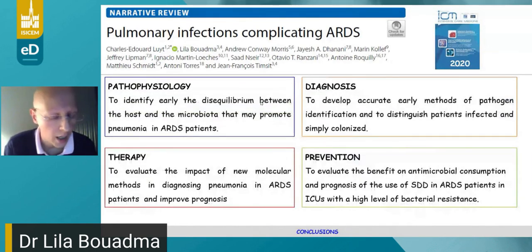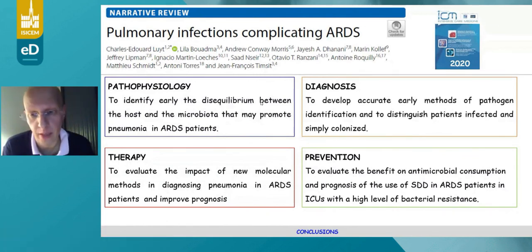To conclude, I invite you to read this recent review by Charles-Édouard Luyt to complete your knowledge on the subject. Potential for improvements are numerous in all fields: to identify early the imbalance between the host and the microbiota, to develop accurate early methods of pathogen identification, to evaluate the impact of new molecular methods in diagnosing pneumonia, and to evaluate the benefit of the use of SDD in ARDS patients in ICUs with a high level of bacterial resistance.